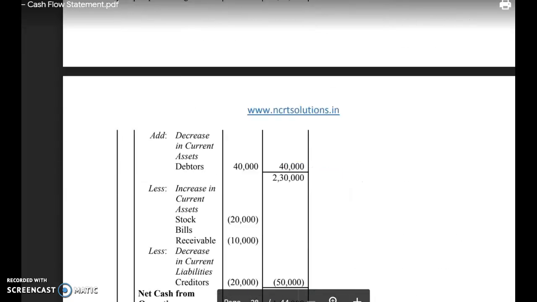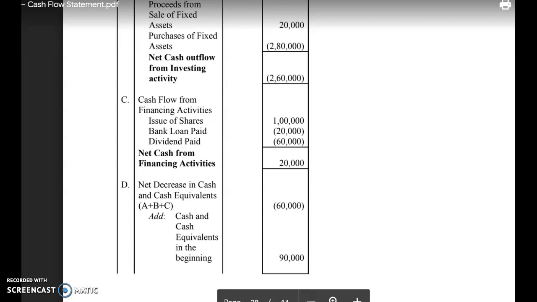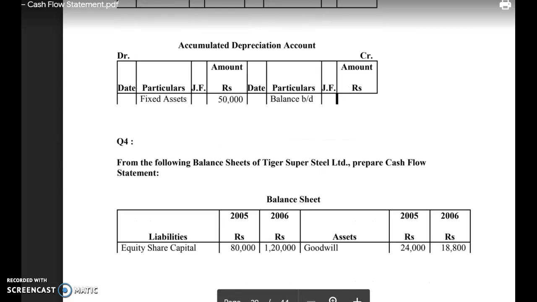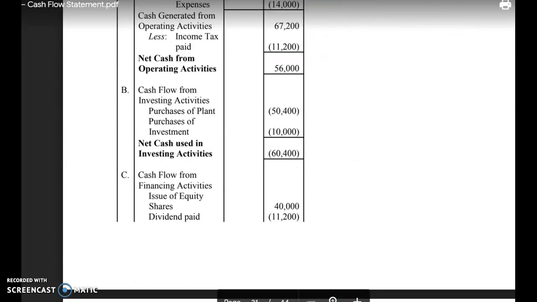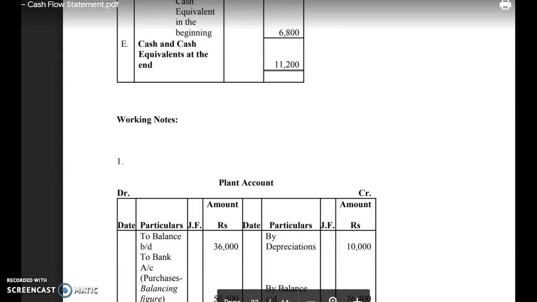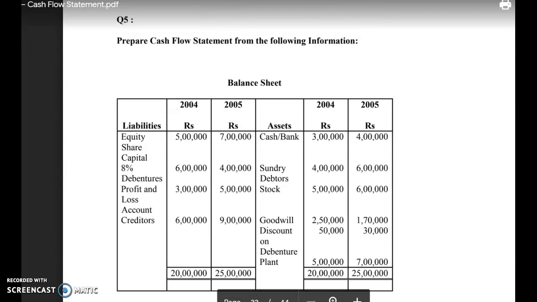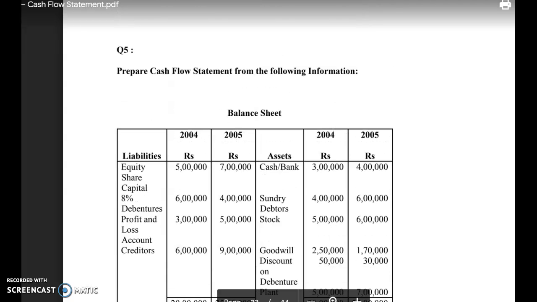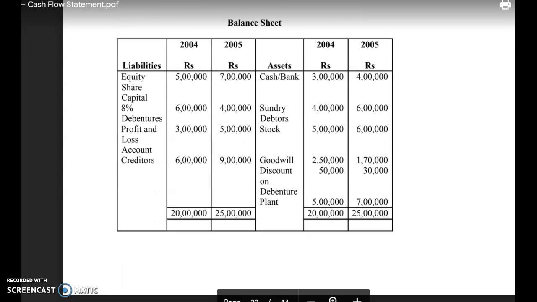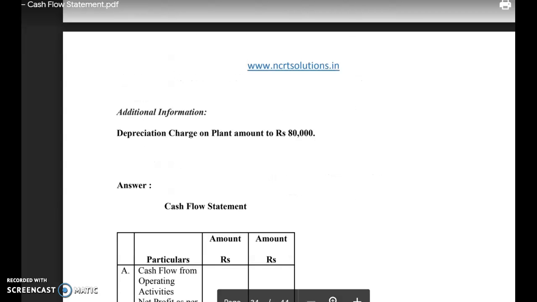Let's discuss one very important and simple question. Then I will continue with the other questions so that you understand perfectly from your book and the other important material. First of all, we will discuss a very simple question that is given here. It says: prepare a cash flow statement from the following information. You have been given balance sheets of the two years, 2004 and 2005, and some additional information, that is, depreciation charge on plant amounted to rupees 80,000.